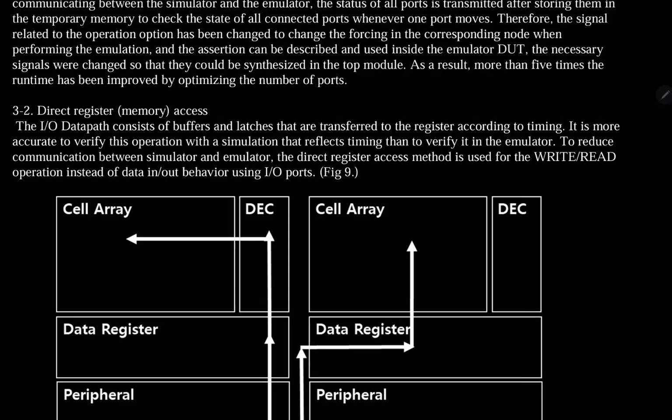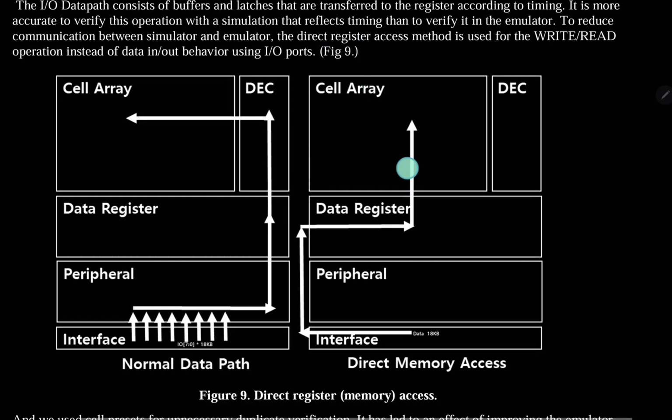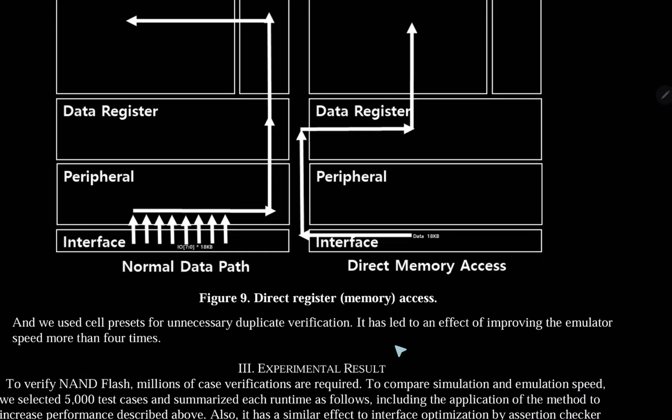3-2 Direct register memory access. The I/O data path consists of buffers and latches that are transformed to registers according to the timing. It is more accurate to verify this operation in a simulation that reflects the timing than to verify it in the emulator. To reduce communication between simulator and emulator, the direct register access method is used for write and read operations instead of data in-out behavior using I/O ports. That is figure 9. Figure 9, direct register memory access.